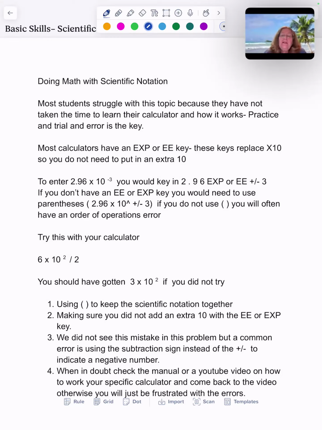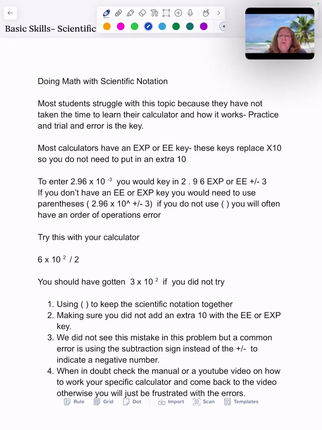Because if I'm going to enter 2.96 times 10 to the minus 3 in my calculator, I would key in 2 decimal point 9 6, and then I would press the EXP or EE button, and then I would use the change sign button, not the plus or the minus button, if I needed to make it a negative, and put in a 3. Notice if I'm using an EXP or EE button, I'm not adding that 10. EE or EXP stands for times 10 to what power do you want?